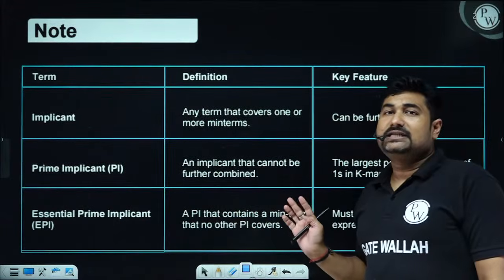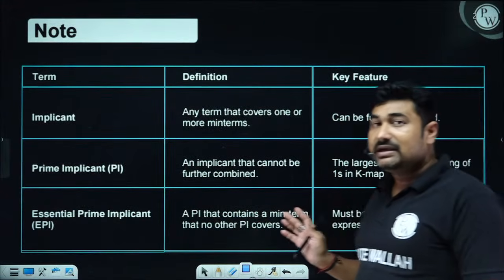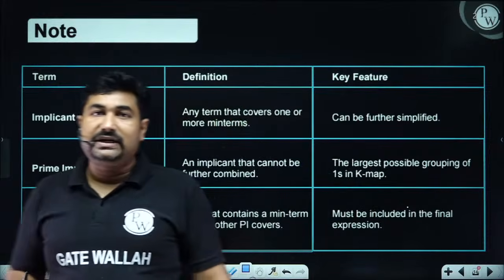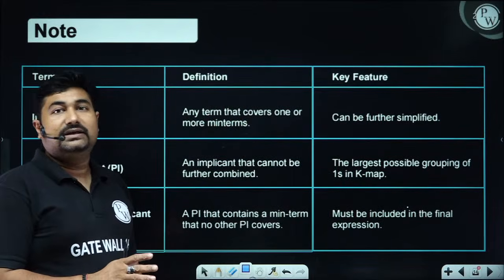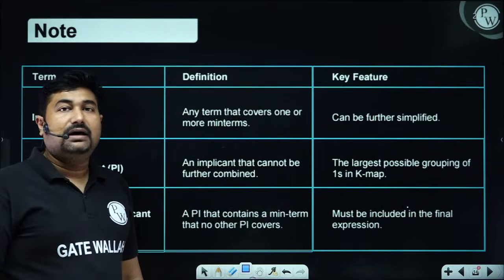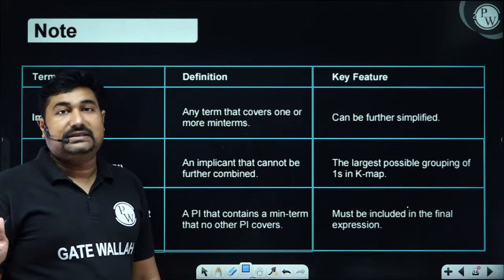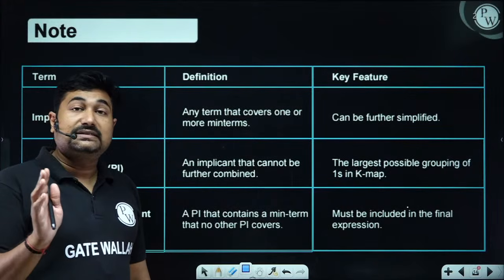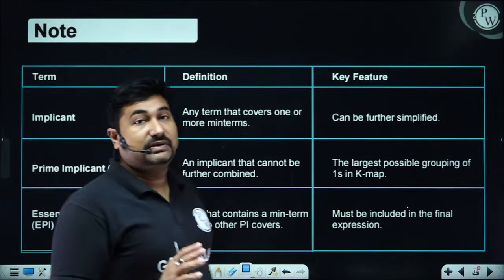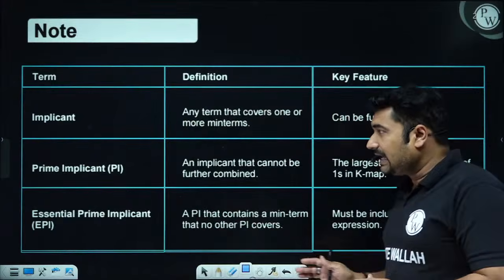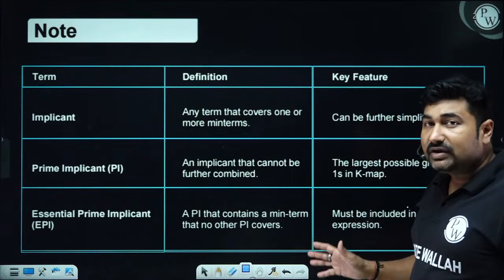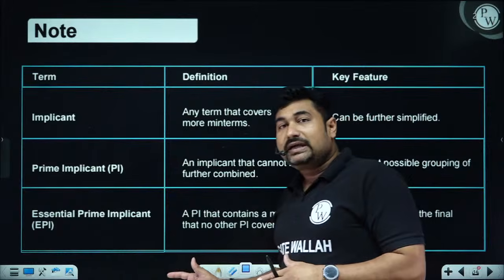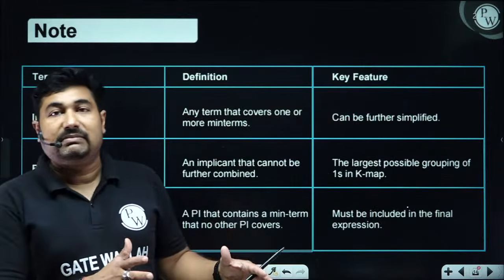Any minimized expression must have all the essential prime implicants, and may have some non-essential prime implicants as well. Any minimized expression will have all essential prime implicants, and may have some non-essential prime implicants as well.